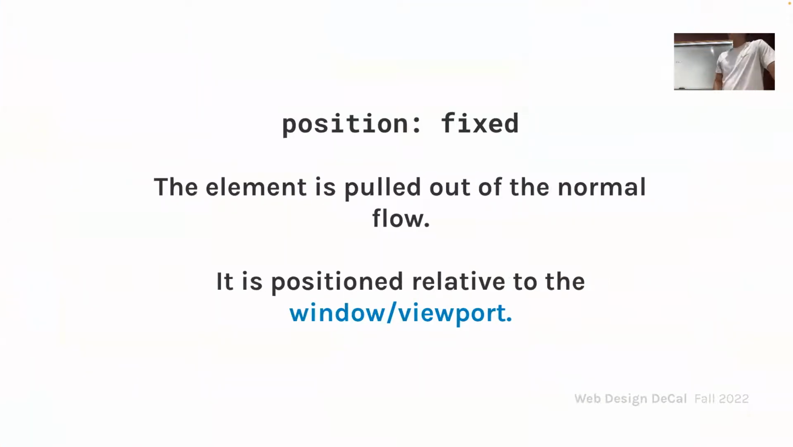Yeah, so a third position is position fixed, and this is when you pull it out of the normal flow and then position it relative to the window or the viewport. The viewport, if you guys are wondering, is the size of your screen. So when you're doing CSS, if you do 100vh, that's viewport height, which is basically the height of your screen, and vw is viewport width, which is the width of your screen. So when we say window or viewport, it's synonymous.